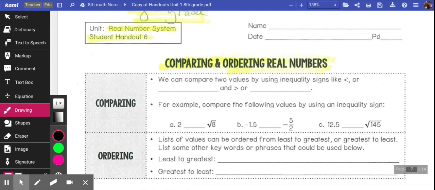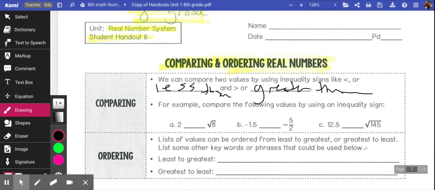Okay, for this last lesson for this unit, you may use a calculator. We're going to compare with greater than and less than and ordering all real numbers, so they might be rational or irrational. We can use the less than sign or the greater than. And remember, we read those from left to right.